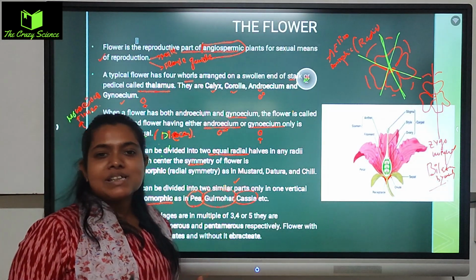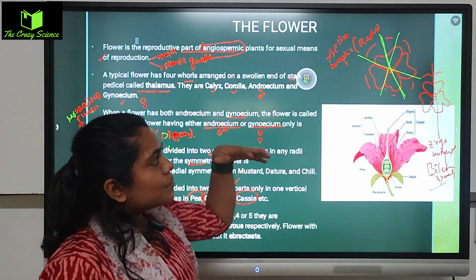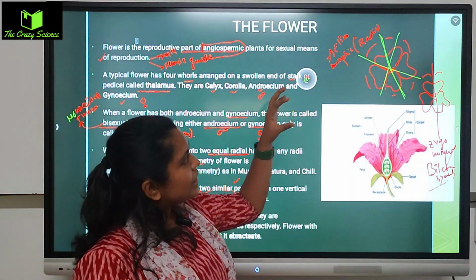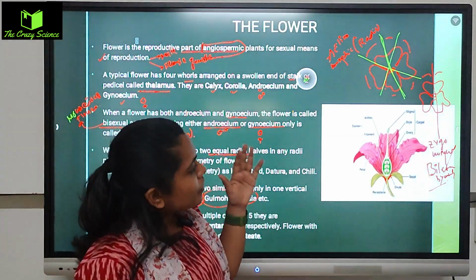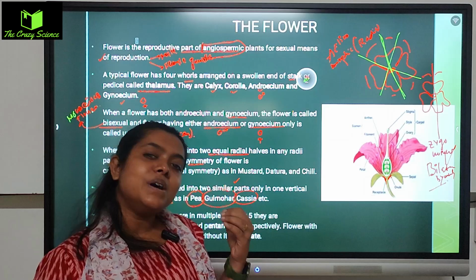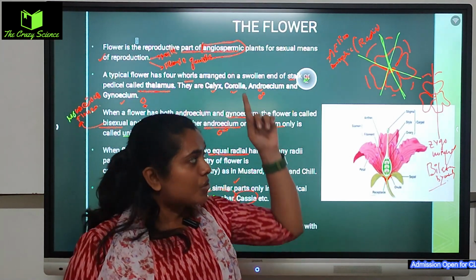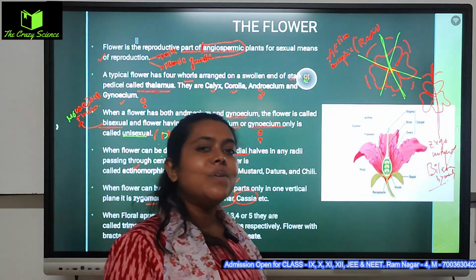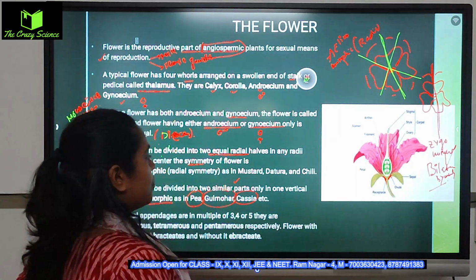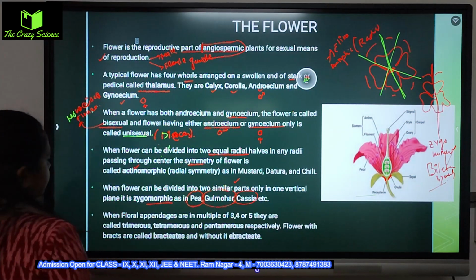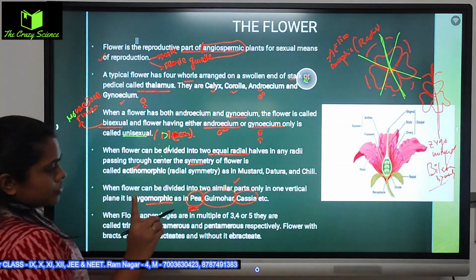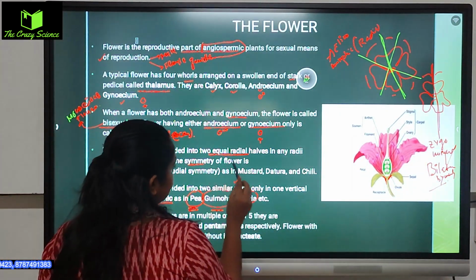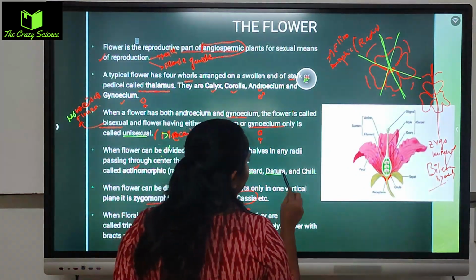So there can be two symmetries. One is actinomorphic, where the flower is cut in different ways, two or three ways, to get the equal and similar halves. And the other flower is one where by cutting only one time, vertically, in a straight line through the main axis, I will get the equal and similar halves. This is called zygomorphic or bilateral. Examples of bilateral are pea, gulmohar and cassia, and radial, that is actinomorphic, are mustard, dhatura and chili.